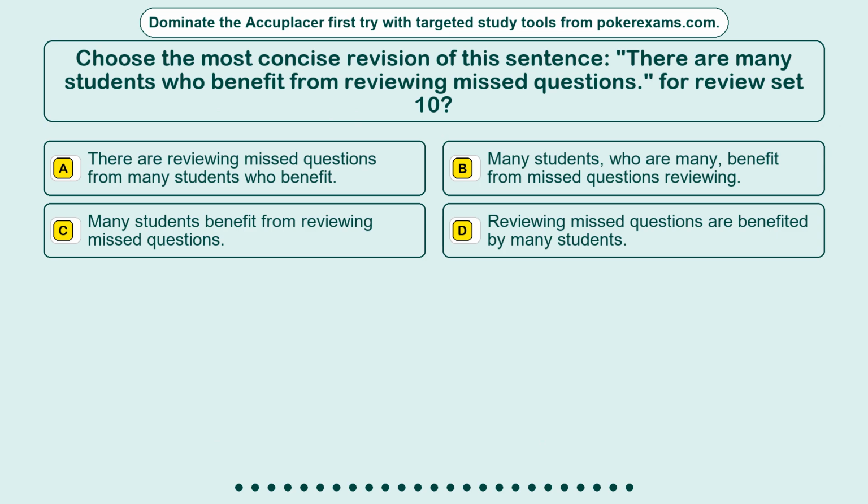Question 22. Choose the most concise revision of this sentence. There are many students who benefit from reviewing missed questions. For review set 10. Option A. There are reviewing missed questions from many students who benefit. Option B. Many students, who are many, benefit from missed questions reviewing. Option C. Many students benefit from reviewing missed questions. Option D. Reviewing missed questions are benefited by many students.